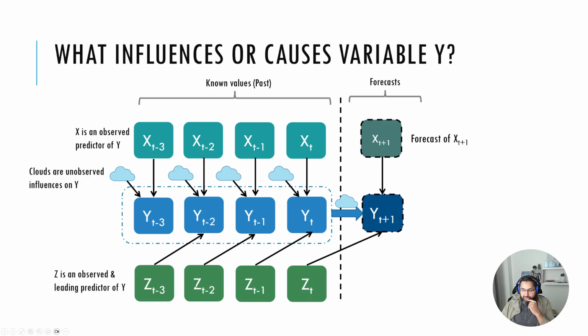What do I mean by leading predictor? It means that values of Z for a particular time tell me something about my demand Y in the future. So for example, these could be reservations at a hotel. So if YT are my weekly sales in a hotel through room bookings, then ZT could be the reservations that have been made for those rooms the prior week.